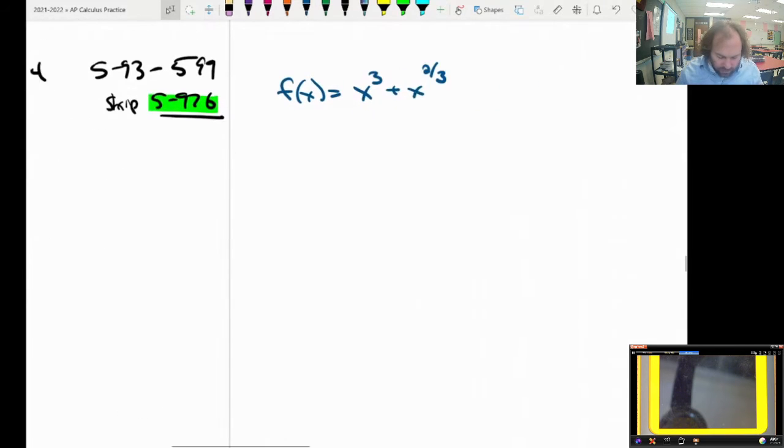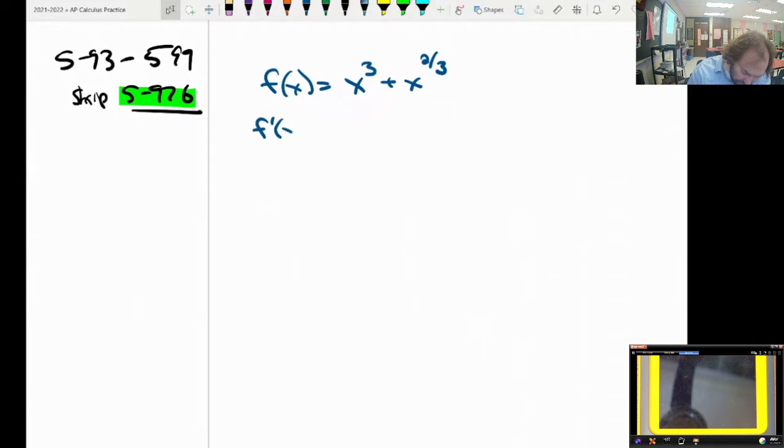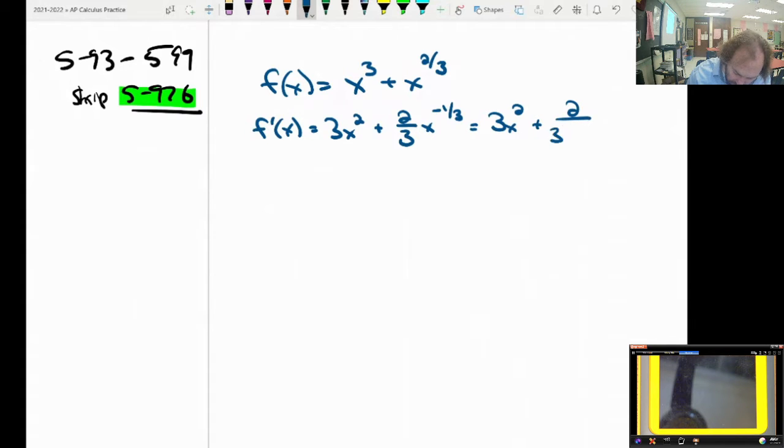Let's start with our derivative. F prime of x is equal to 3x squared plus, I got to think about this one. This is 2/3 times x to the negative 1/3 power, and I do want to clean that up. That's going to be 3x squared plus 2 over 3 times the cube root of x. Now what we're concerned with is when this equals 0. When does 0 equal 3x squared plus 2 over 3 times the third root of x?